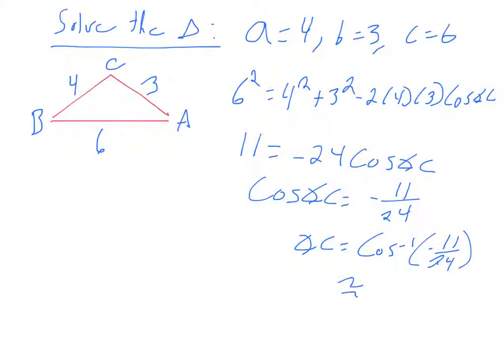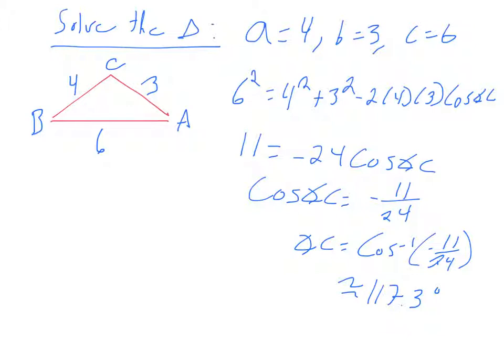If we plug it into our calculator, we will get 117 point, I'm going to round to one decimal place, 3 degrees. So C is 117.3 degrees. All right, so now we have angle C and we have side 6, and so we have a situation where we can go ahead and use law of sines for the next one.